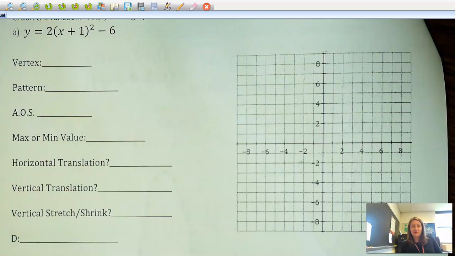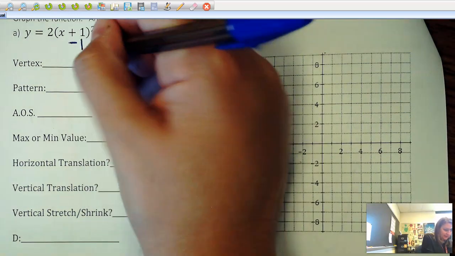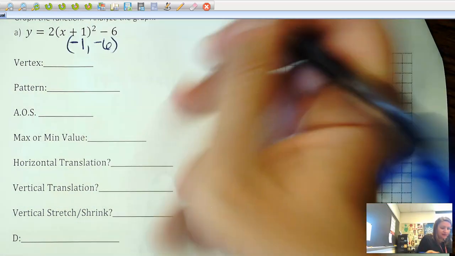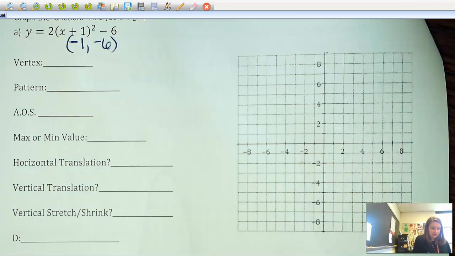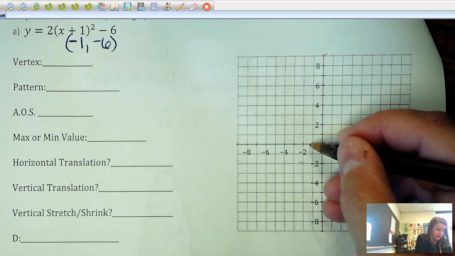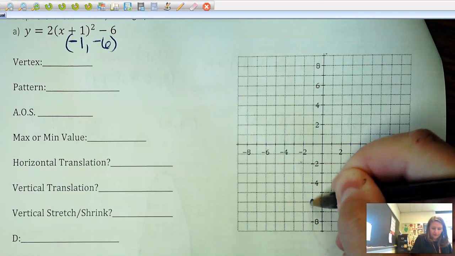All right, and then here on the back, I'm going to actually have you guys graph this. So that one on the front, I provided the graph. So we're going to graph this. So first thing you always want to find is your vertex. So opposite copy. And so negative 1, 6 is going to be my vertex. So let me go ahead, or sorry, negative 1, negative 6. I'm going to go ahead and plot that point.